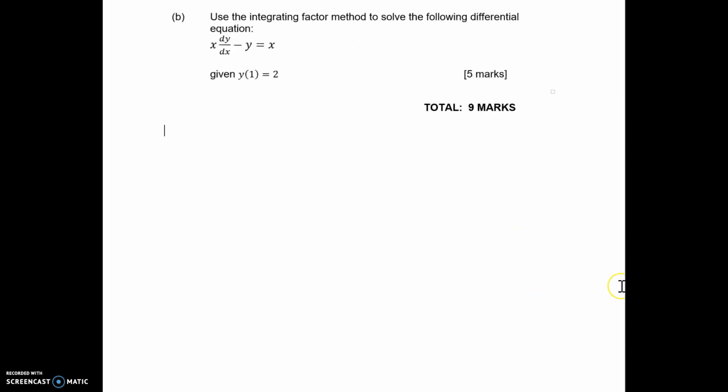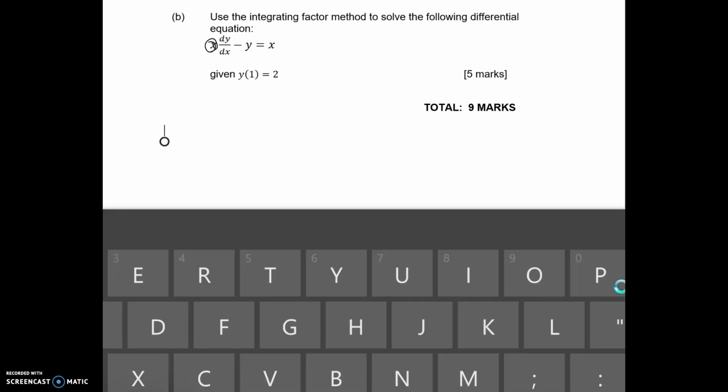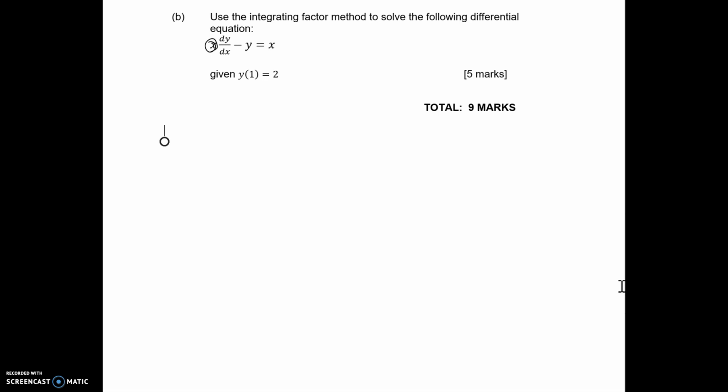Now for part B, we need to use the integrating factor method to solve the differential equation that's given. But first off, we have to clear this bit here. So we need to divide everything by x. So that gives us dy by dx minus y over x equals 1. So then we can say, well, p of x equals 1 over x and q of x equals 1.